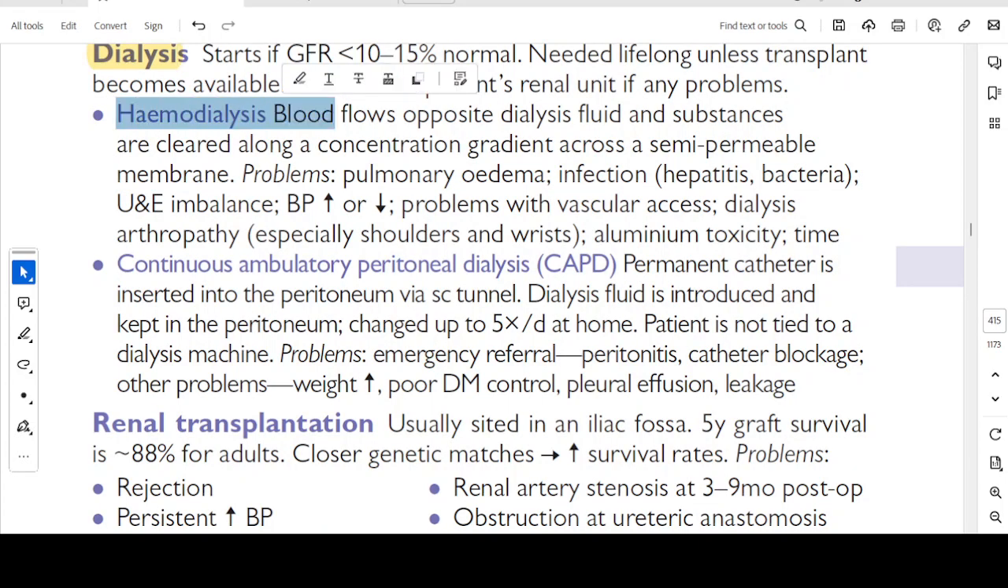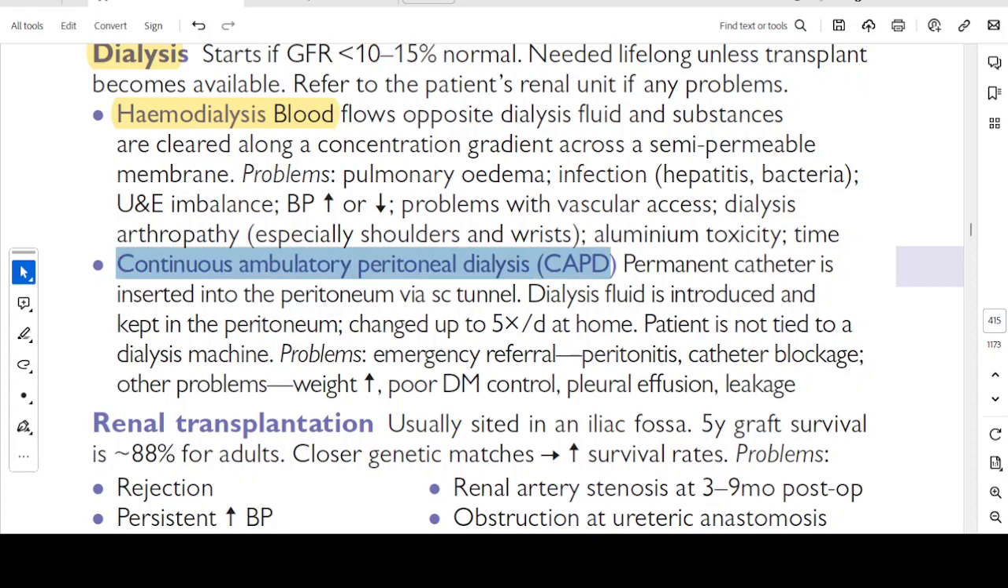Hemodialysis. Blood flows opposite to dialysis fluid and substances are cleared along a concentration gradient across a semi-permeable membrane. Problems are pulmonary edema, infection, hepatitis and bacteria, urea electrolyte imbalance, high blood pressure or low blood pressure, problems with vascular access, dialysis arthropathy, especially the shoulders and the wrist, aluminum toxicity and time.